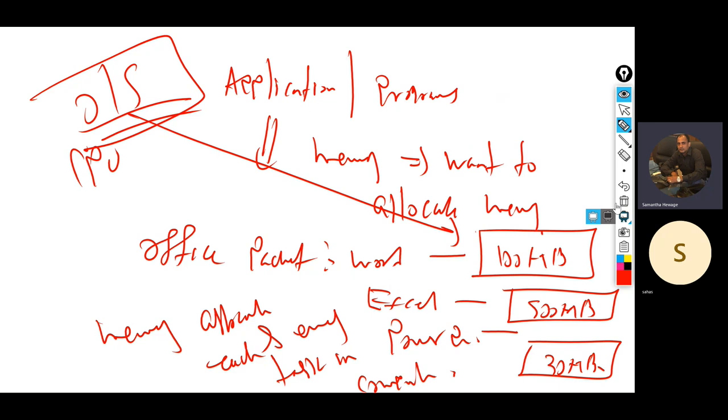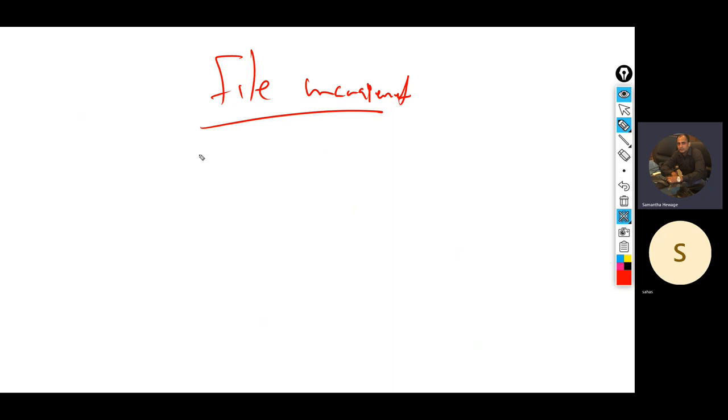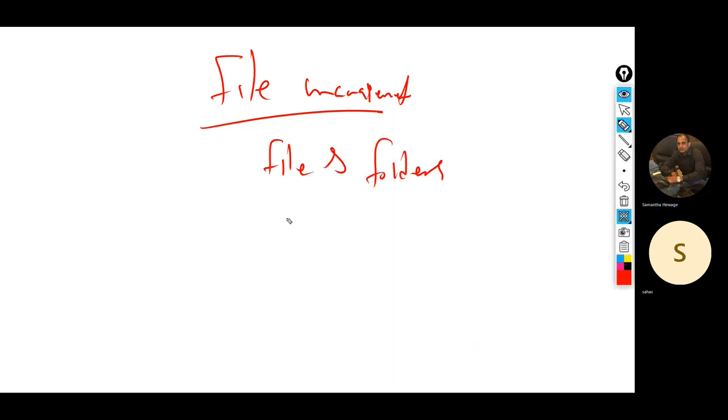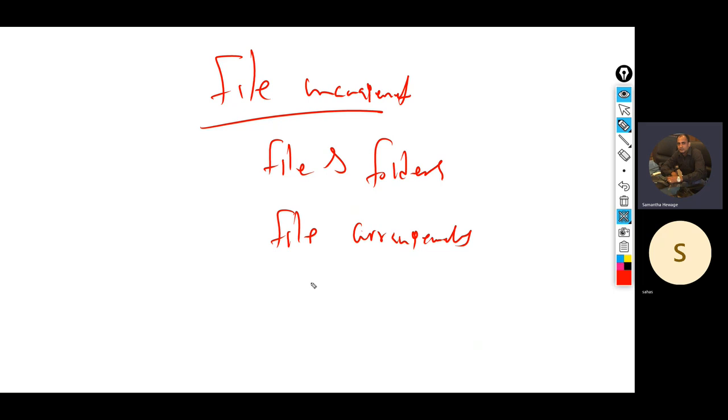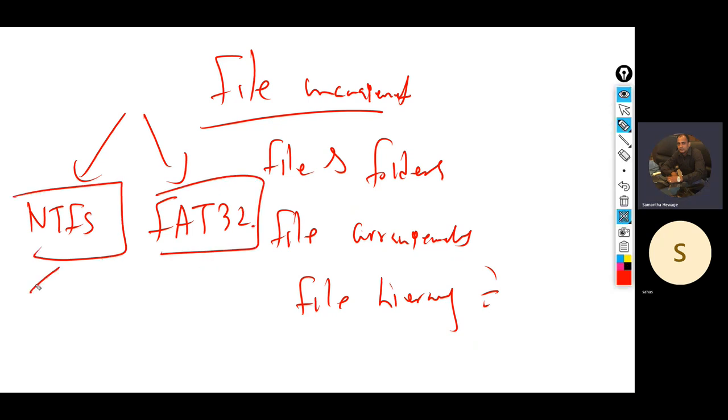And the other one is file management. The operating system organizes all the files in the computer. That means files and folders, right? The file arrangement, the file hierarchy. We have two kinds of file system: NTFS, and FAT32, the File Allocation Table. Earlier we used FAT32, nowadays we use NTFS.